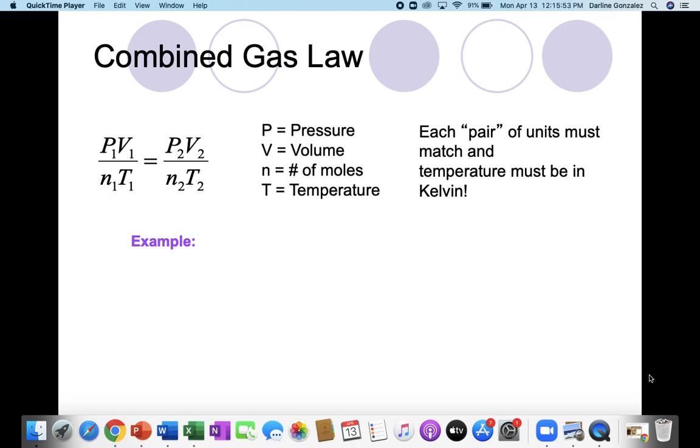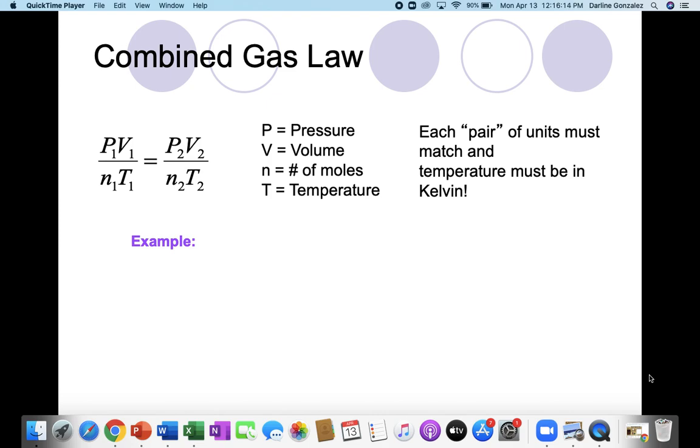So how would this look like? We have P1 times V1 over N1 times T1, which equals P2 times V2 over N2 times T2. As you guys know, pressure, volume, number of moles, and temperature are what P, V, N, and T stand for.